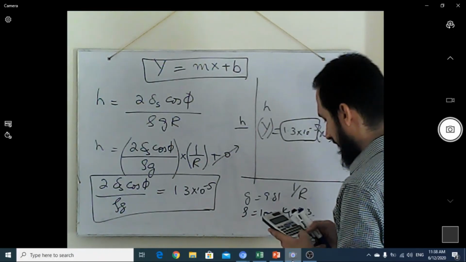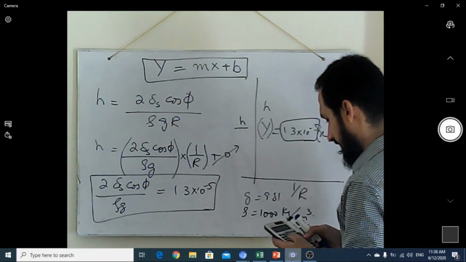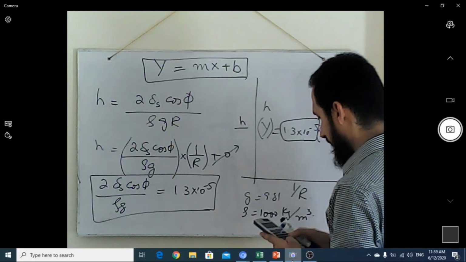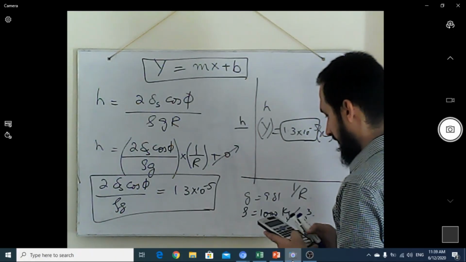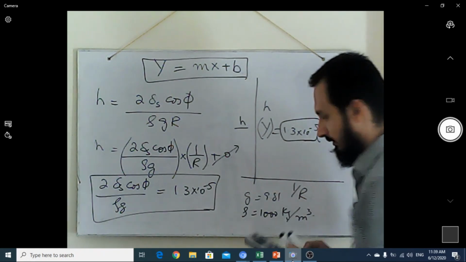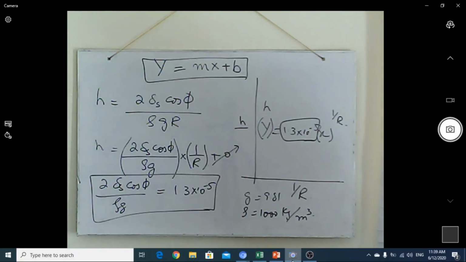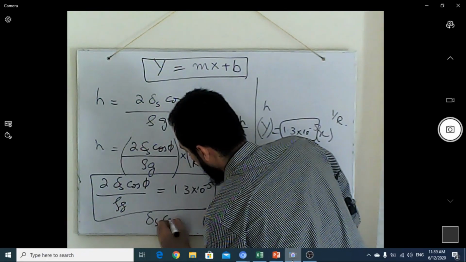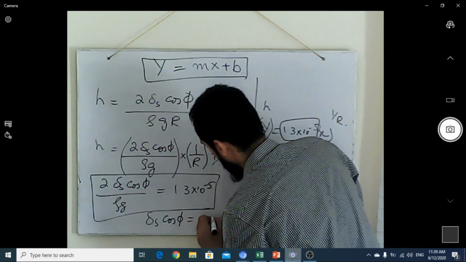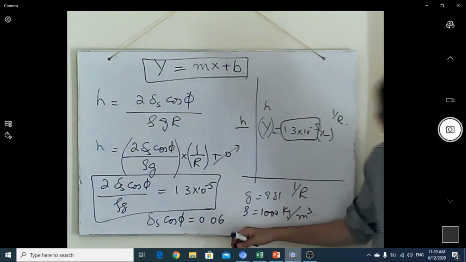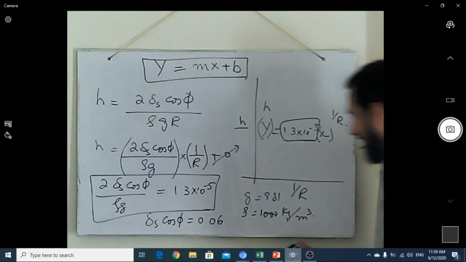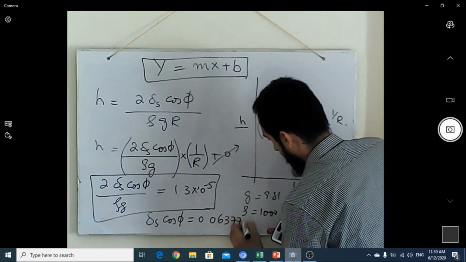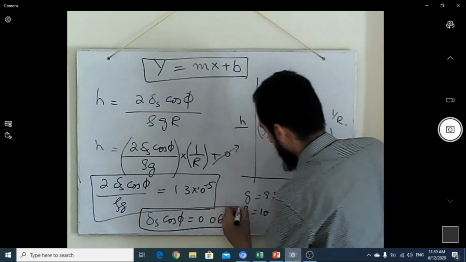Like 1.3 times 10 to the power minus 5, multiplied by 1000, multiplied by 9.81, and divided by 2, is equal to 0.0637. So surface tension times cos phi is equal to 0.0637. This is the first part.